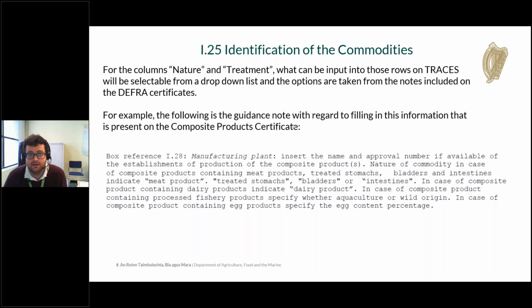So you insert the name and the approval number, if available, of the establishments of production of the composite products. And the nature of the commodity in this instance refers to whether it contains meat products, treated stomachs, bladders, and intestines. So what you input there, it's on the Traces drop-down list as meat product, treated stomachs, bladders, or intestines. In the case of dairy products, it's just a dairy product that you select from the drop-down list. And then for fishery products, you specify whether it's aquaculture or wild origin. Again, both of those options are available to you on Traces.